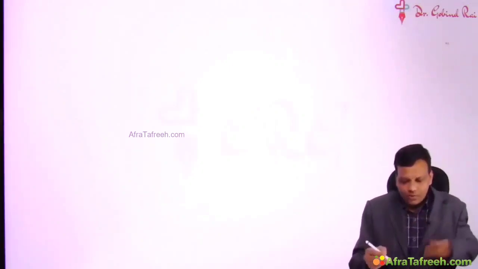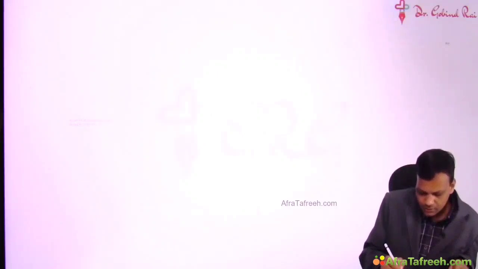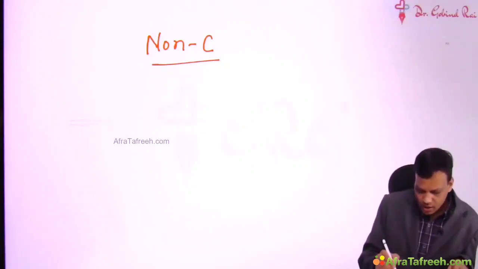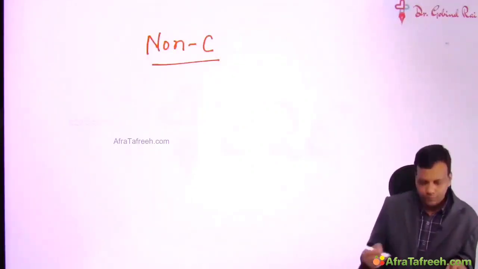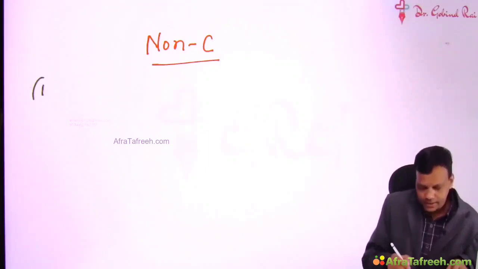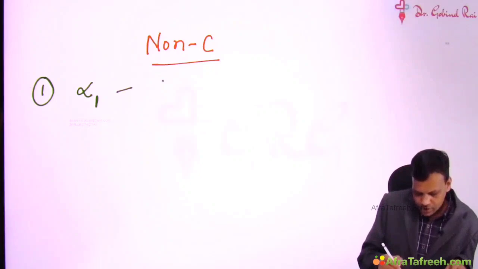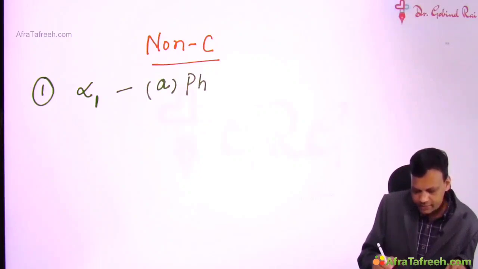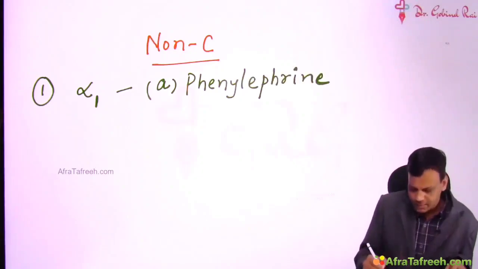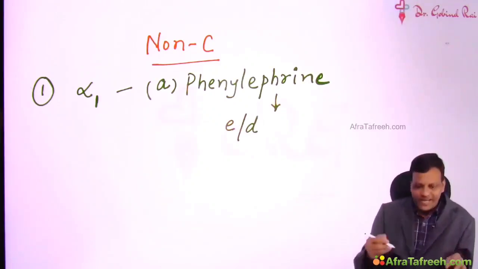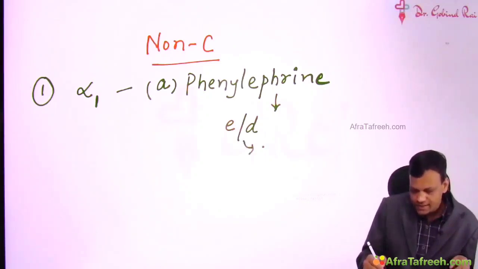The last group of sympathomimetic drugs remaining are non-catecholamines. Now we will discuss non-catecholamines according to the receptors on which they work. First is the drug stimulating alpha-1 receptors. First of all, we have a drug called phenylephrine. It stimulates alpha-1 receptors and it is mainly used as eye drops. So what is the effect of alpha-1 receptor in the eye? Yes, it causes mydriasis. So phenylephrine is used for mydriasis.